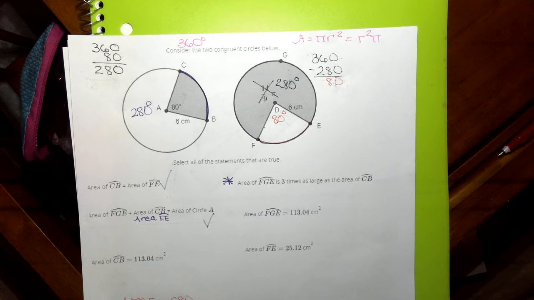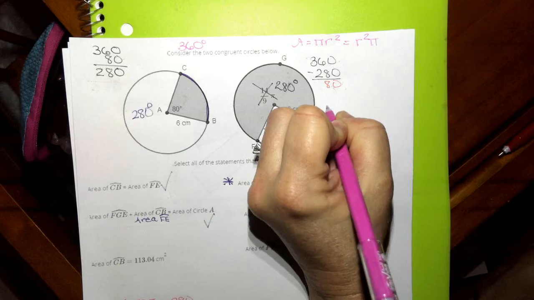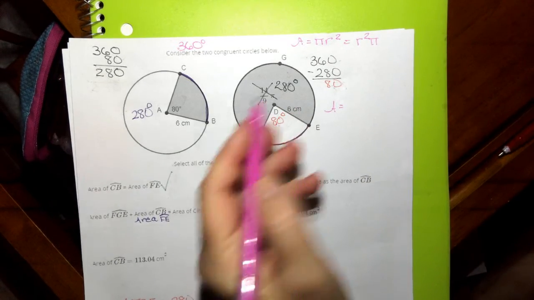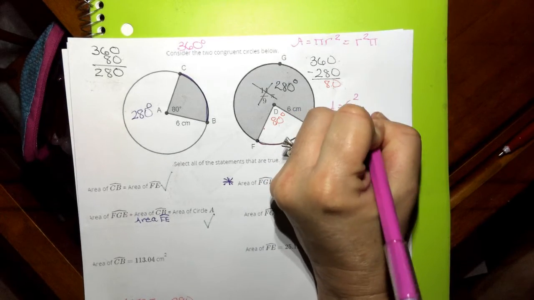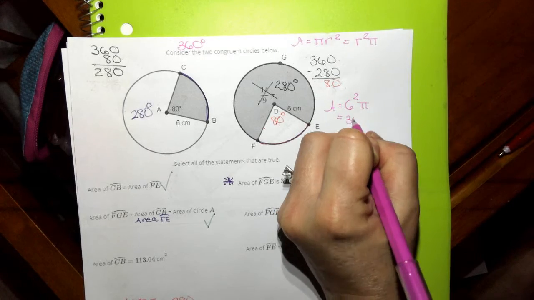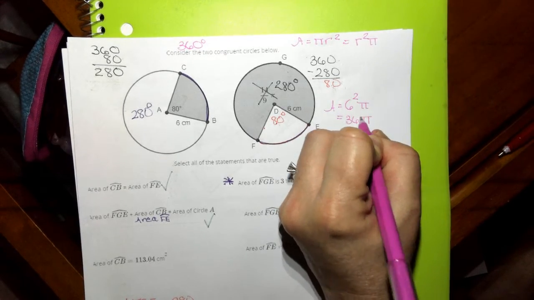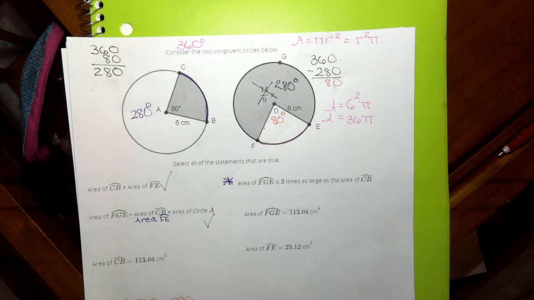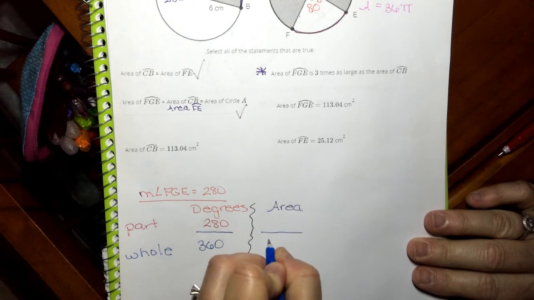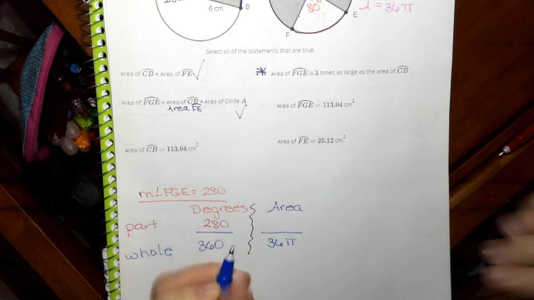We know here that the area of a circle is pi r squared, or r squared pi. I look over here, and what is my radius? It is 6. And 6 squared is 36. So my area of both circles is 36 pi. So I'm going to come down here and put 36 pi on the bottom.